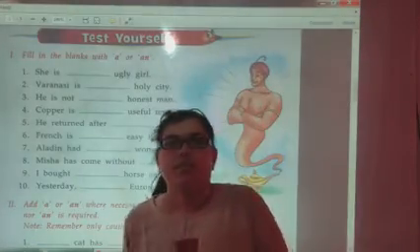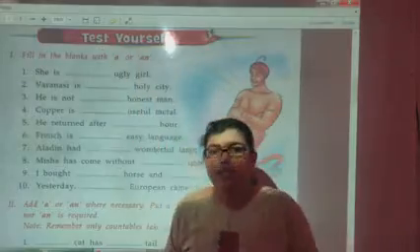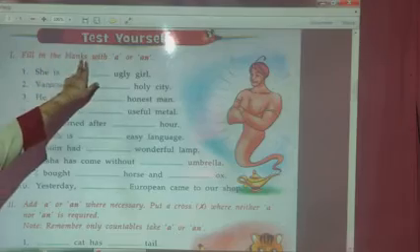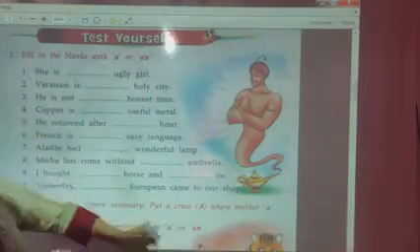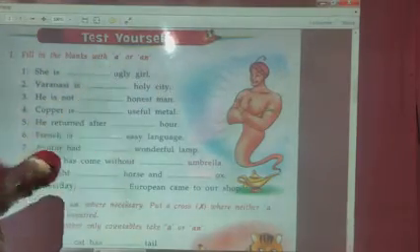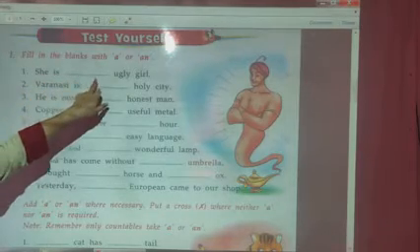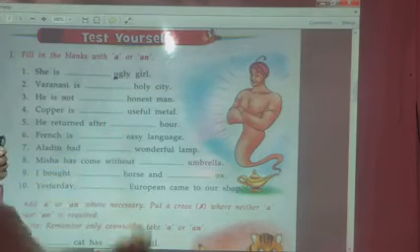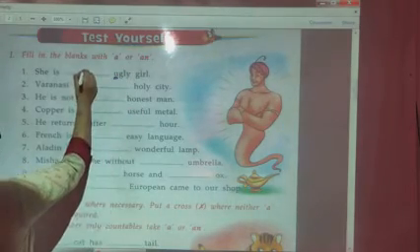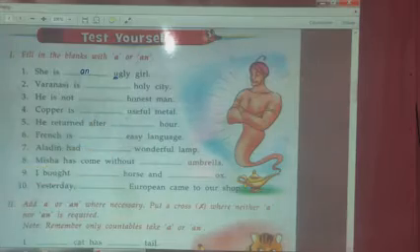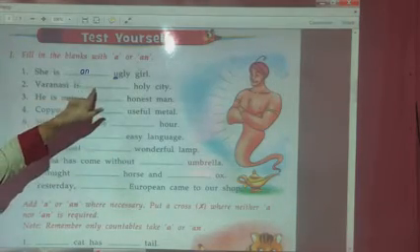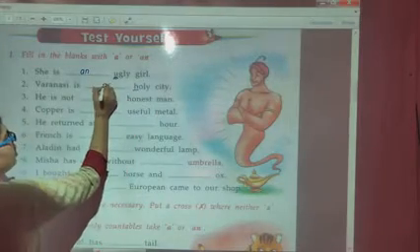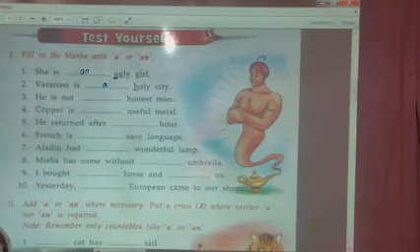Okay, now let's test yourself on the basis of the explanation. Now fill in the blanks with a or an. She is dash ugly girl. What will come here? Here U is there, it is a vowel, so we will use an: she is an ugly girl. Varanasi is dash holy city. Here H is there, so a. Varanasi is a holy city.